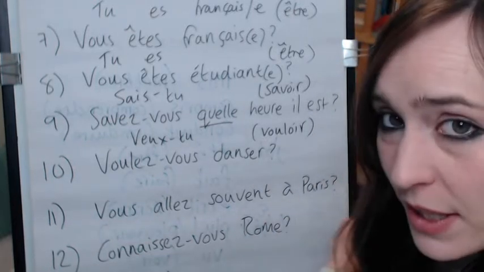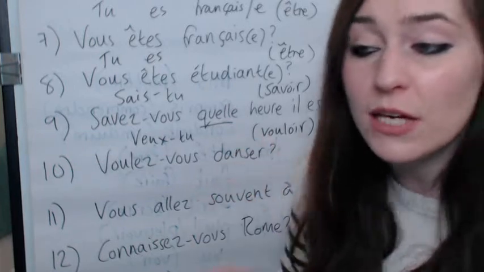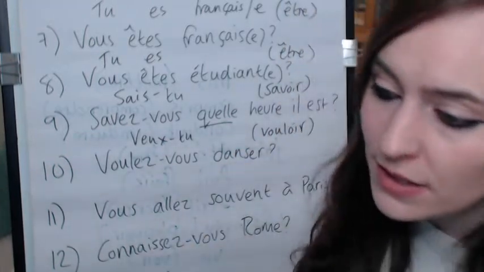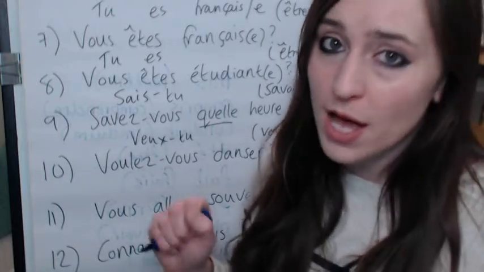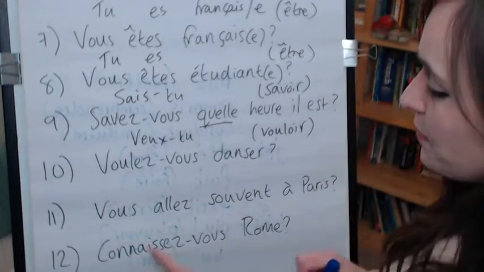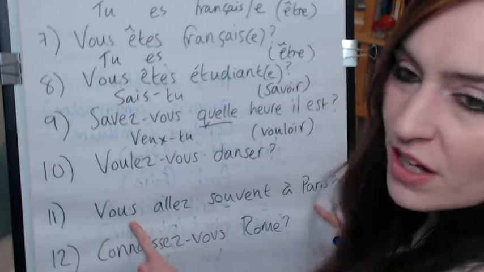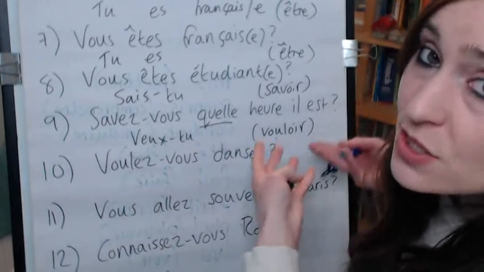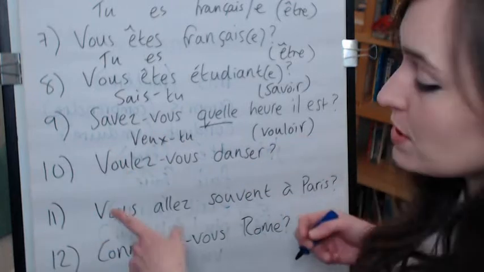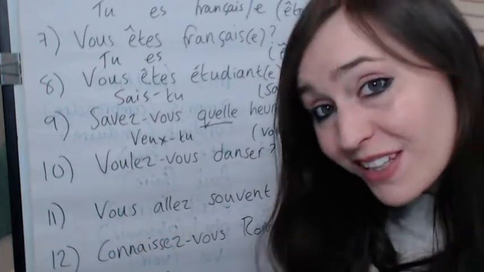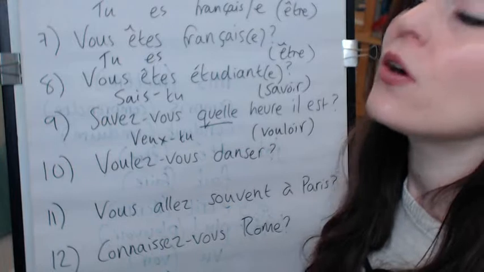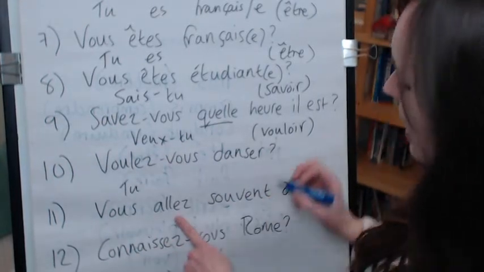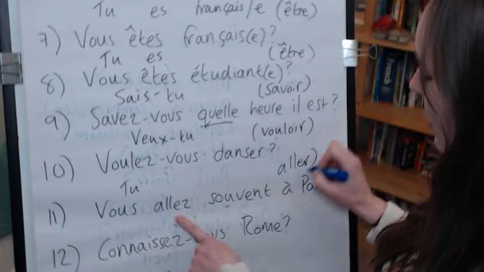Allez-vous souvent à Paris? But here in this example, I've just got vous allez souvent à Paris. Do you often go to Paris? So here it's the statement form, but it's got a question mark at the end, so you use your intonation to bring it up. That's how it sounds like a question. Vous allez souvent à Paris? Oui? D'accord. So here we're going to change that to tu, and here we've got the verb aller.